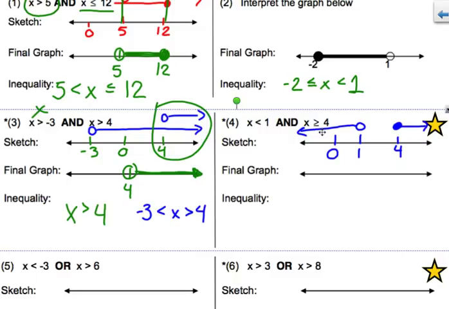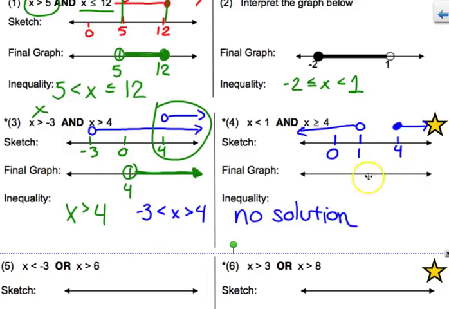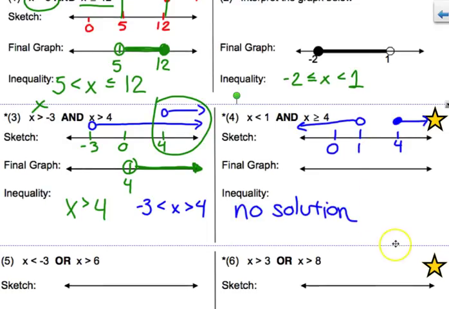This is not what an and problem should look like, right? They should be going towards each other. This actually looks like an or problem. So when you have an and problem that turns out like an or graph, it's going to be a no solution. So you don't have to draw anything on your graph. My final graph, there is no answer. So something can't be less than 1 and bigger than 4. For example, 0 is less than 1, but is 0 greater than 4? No. Okay, so if you have an and problem that comes out looking like an or graph, you got a no solution.